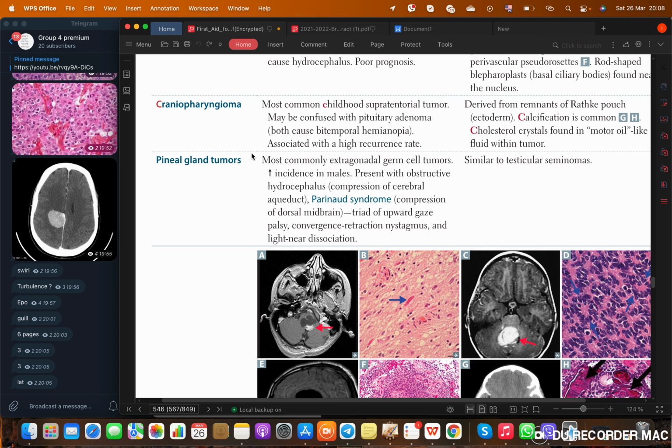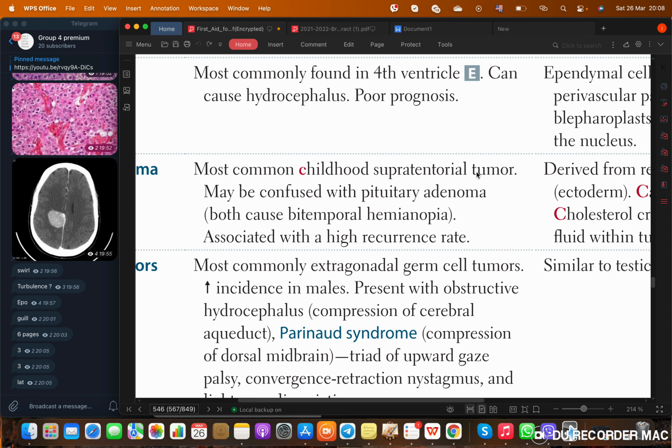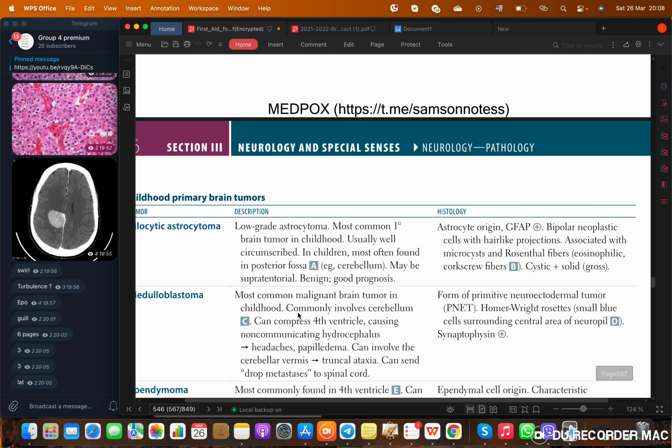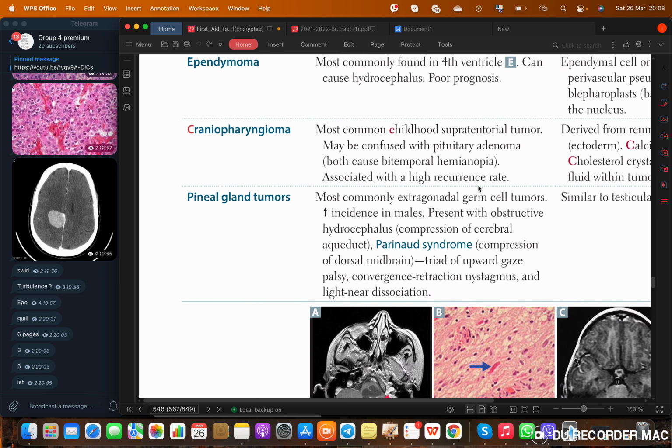The next thing is a craniopharyngioma, which is like the pituitary adenoma, but it's not the same. The two main differences, the first one is the age of the patient. Craniopharyngioma is in children. Pituitary adenoma is more in adults. Most commonly in childhood, a supratentorial tumor, which may be confused with the pituitary adenoma. Both will lead to bitemporal hemianopia, which is this. And it's associated with a high recurrence rate, even if you remove it.